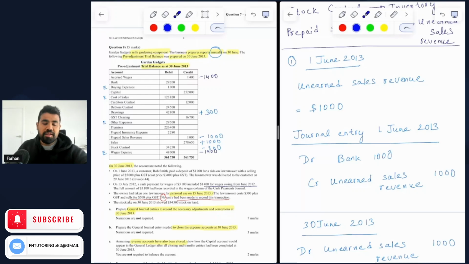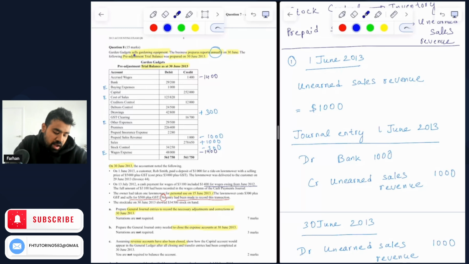My name is Farhan. Today you will solve question number 8 from the 2013 past exam. In this question, you will prepare the adjusting entries, close the revenue and expense accounts at the end of the reporting period. You'll also prepare the capital account and the income statement. You can see the workings on the right hand side of your screen, and on the left hand side you can see the question. Let's get started.